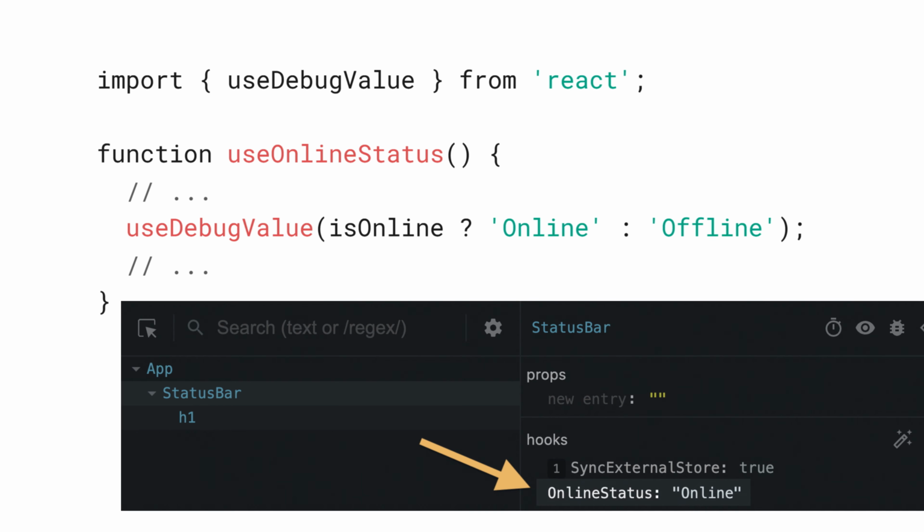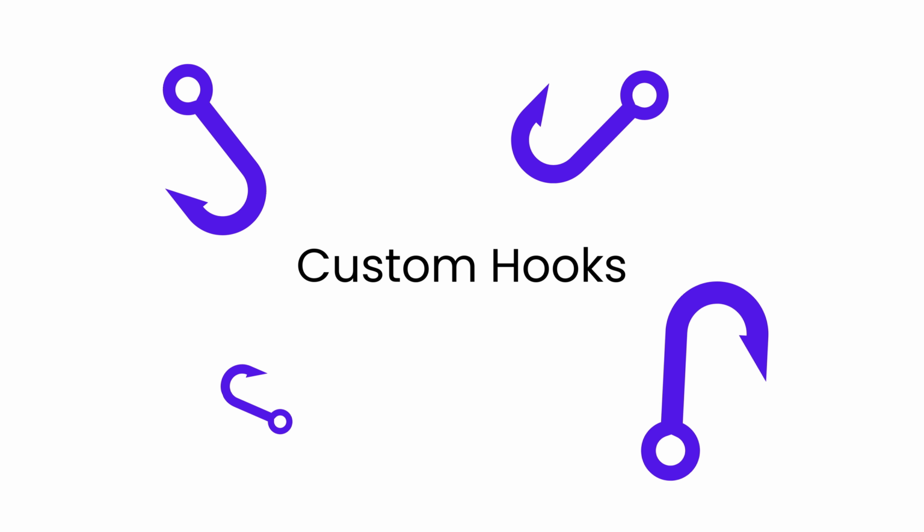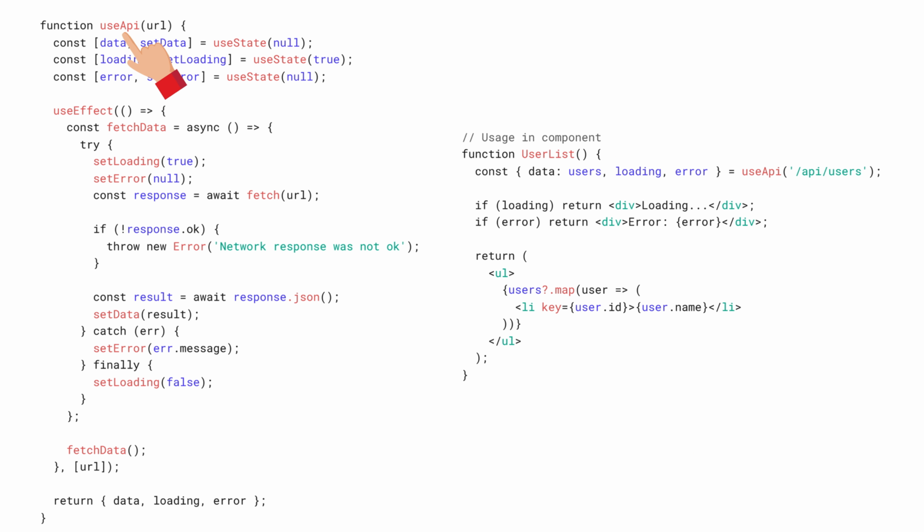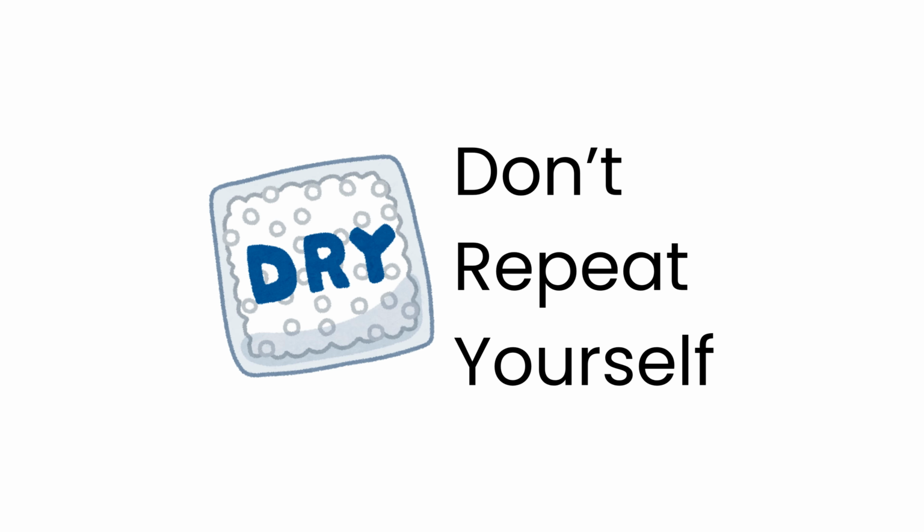A more advanced use case would be building custom hooks that combine multiple built-in hooks. Here's a practical example of a data fetching hook. By combining useState and useEffect, we centralize fetching, error handling, and loading state into a single reusable hook. Any component can call useAPI(URL) and instantly get back clean, ready to use data without repeating boilerplate code. This makes the UI simpler, promotes consistency, and follows the DRY, don't repeat yourself principle.